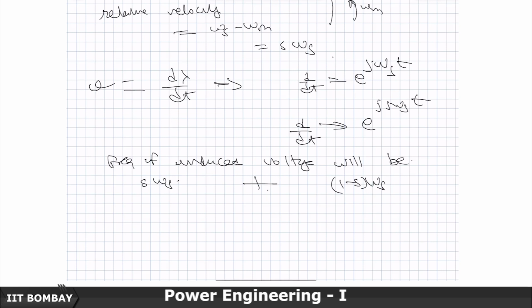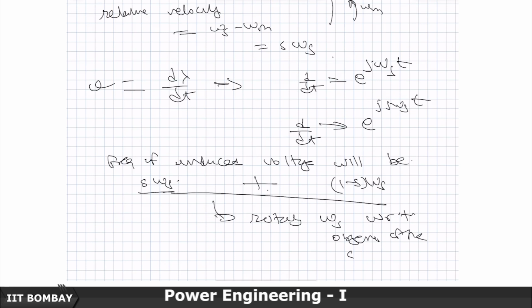If the induced voltage in it is at the frequency s times omega s, then with respect to a stationary observer on the stator, this whole thing will create an MMF wave which is rotating at omega s with respect to the observer on the stator winding. So, this is additional information that I have now provided to you.